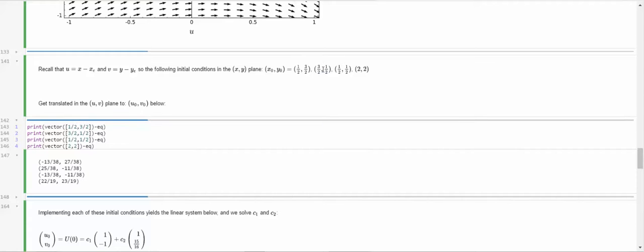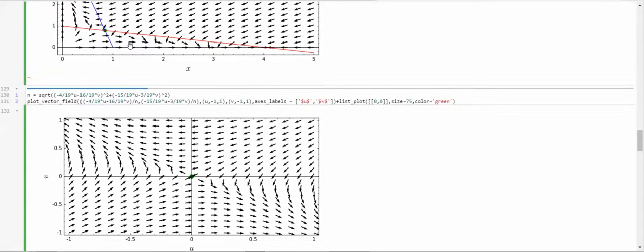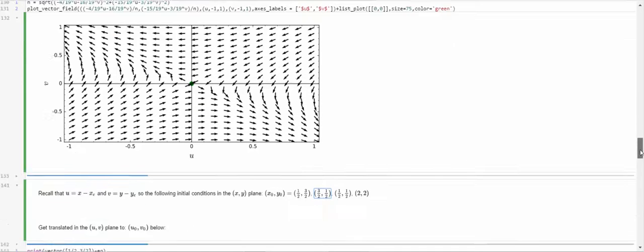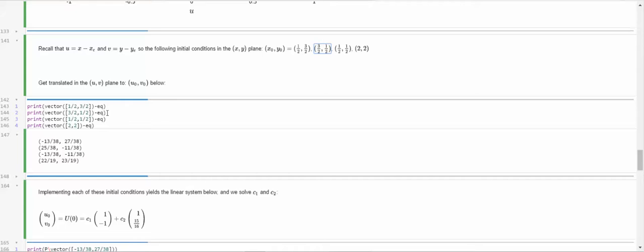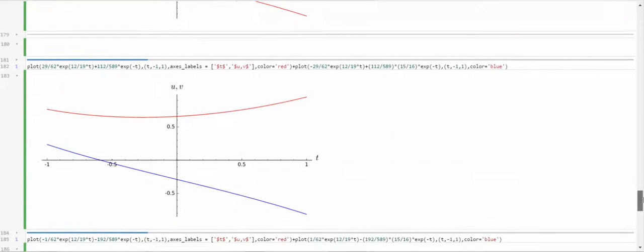Likewise, I'm going to look now at the initial condition 3/2, 1/2, and that's going to put me down here. That's going to clearly be in quadrant 4, and I'm going to expect flow down in this direction, so that's going to be dominated by U. And so if I shift by the equilibrium, 16/19, 15/19, sure enough, I get something here in quadrant 4, and then I scroll down and plot this solution, and sure enough, U dominates.